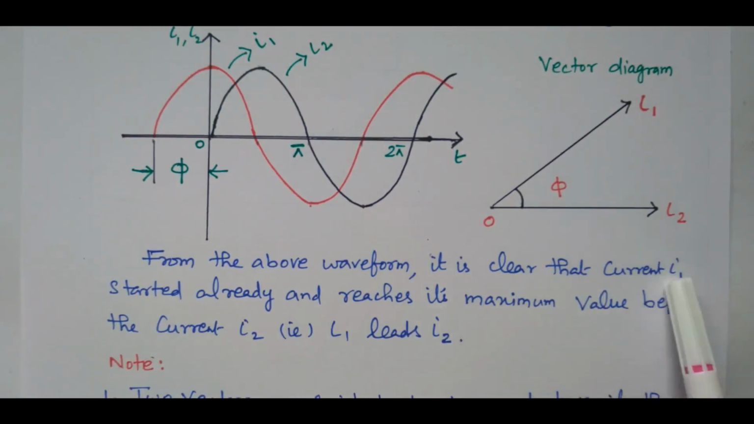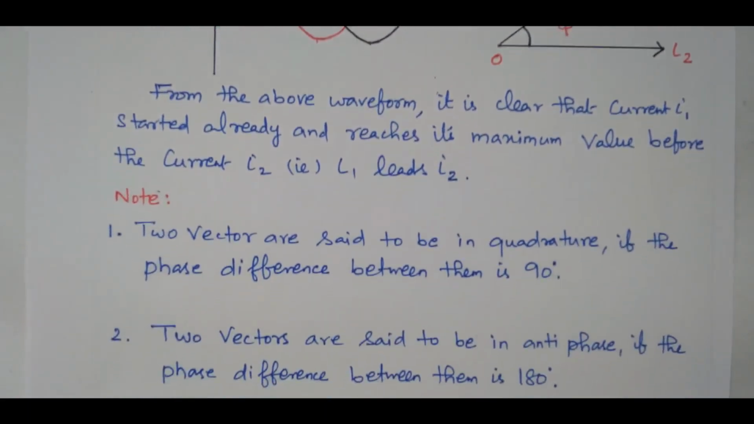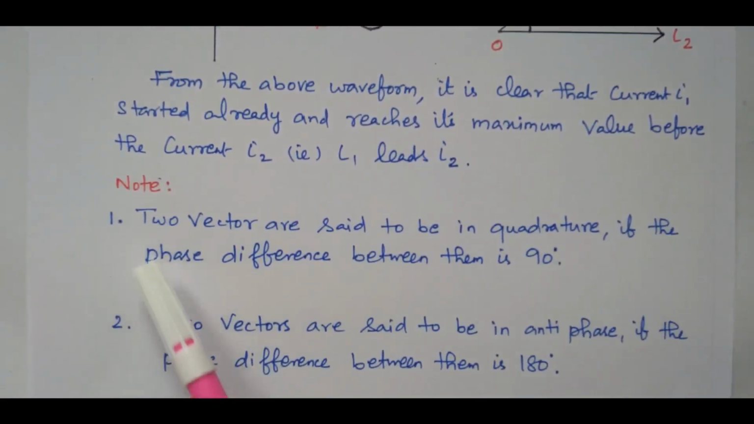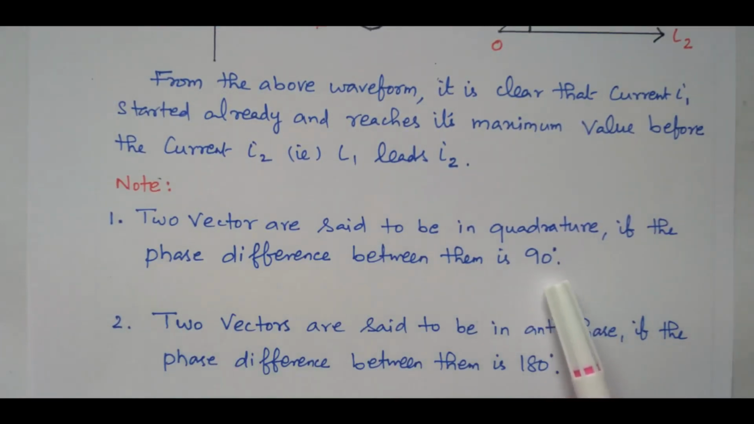So I1 starts earlier, that is, I1 is leading I2. I1 leads I2, so that is given by the angle plus pi. From these two we can note down that two vectors are said to be in quadrature. Quadrature means exactly 90 degrees. There is a 90 degree phase difference between the two vectors if they are in quadrature.